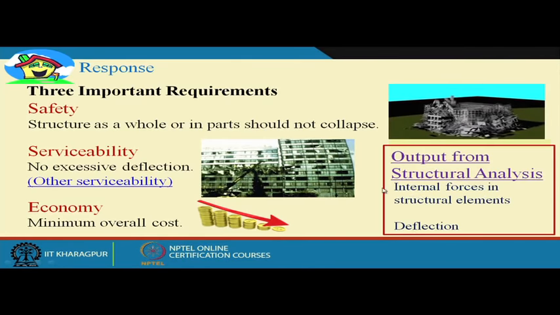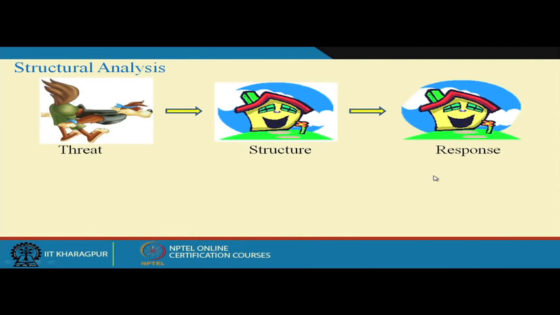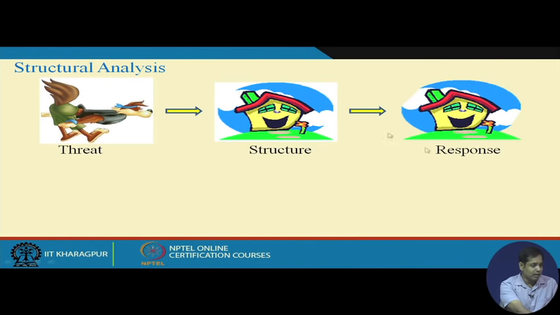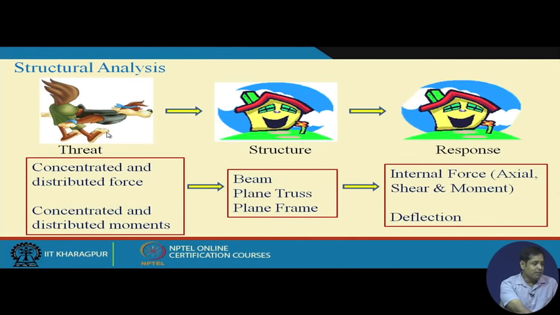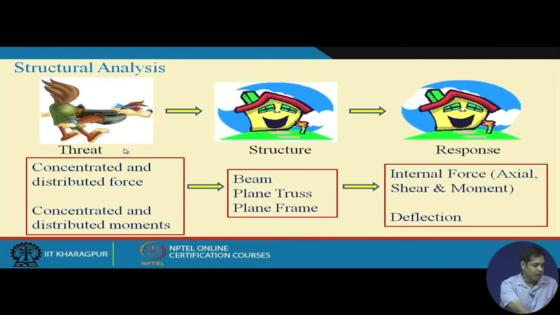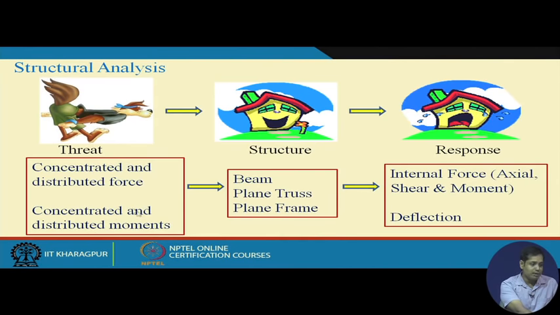The second response will be the deflection, meaning the structure has to be serviceable. Deflection is the serviceability criterion that we will be considering in this course. So our responses will be internal forces and deflection. Let me quickly summarize. This is the slide we started with today, and then we discussed the idealization of threat, structure and responses. You have different kinds of threat, but all the threats can be translated into concentrated and distributed forces and moments. So for us, the threat will now be concentrated and distributed forces and moments on the structure.